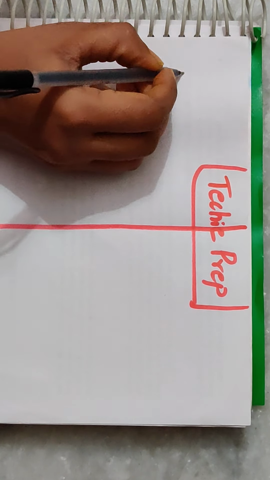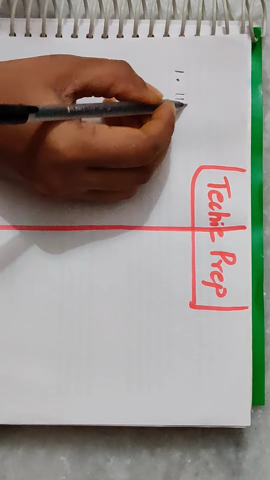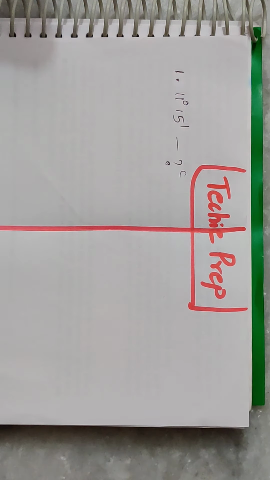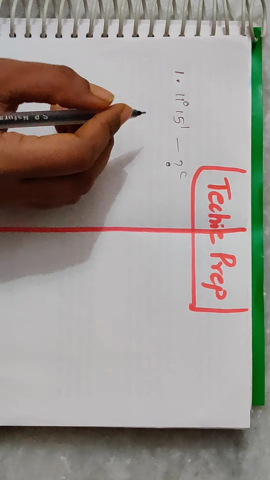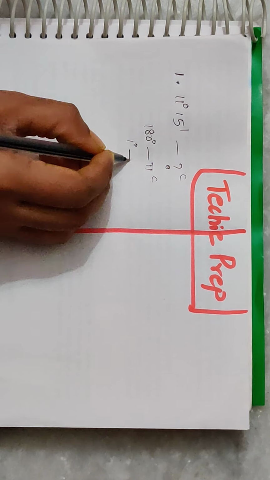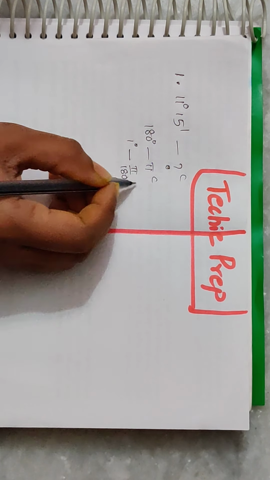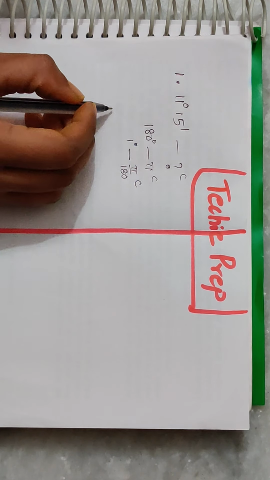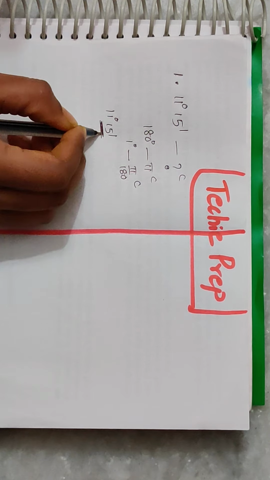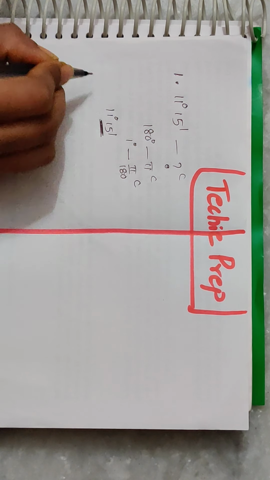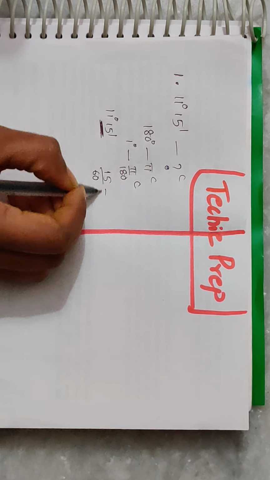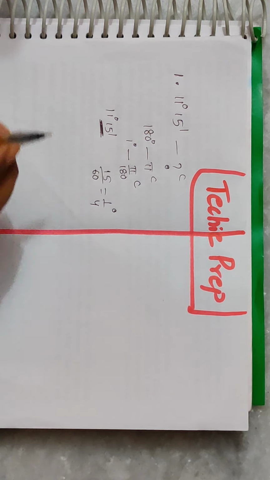So, first question, it is asked: 11 degrees 15 minutes in radians is how much? So 180 degrees is pi radians. 1 degree is pi by 180 radians. Here it is given 11 degrees 15 minutes. This 15 minutes we have to convert into degrees, which means divide that 15 by 60, it converts into 1 by 4 degree.